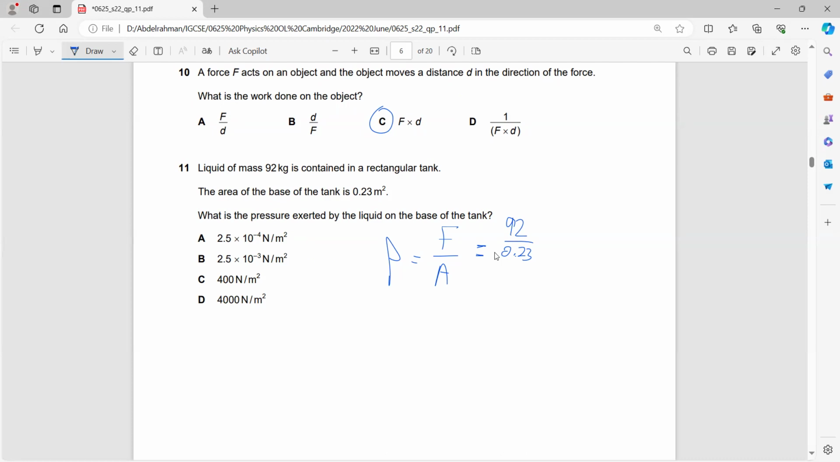Is it something in kilograms? It is mass. Is this the force? No. Is mass a force? No. How can I find the force? Weight equals mg. 92 times 9.8. So 92 times 9.8 divided by 0.23 would be 4,000. Okay.